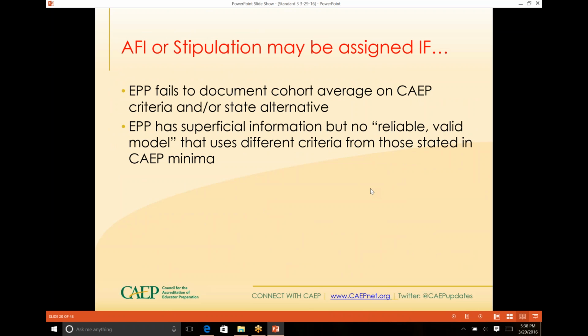An AFI, or a stipulation, may be assigned if you're not documenting the cohort average and if you've got superficial information but no reliable, valid model that uses different criteria. Okay, so basically, be it 50%, be it 3.0 for average cohort performance, or present a model that is detailed enough that CAEP would consider it sufficient to judge that you are selecting high-quality candidates into your programs.